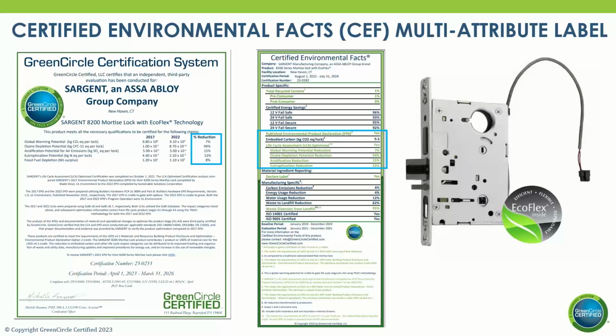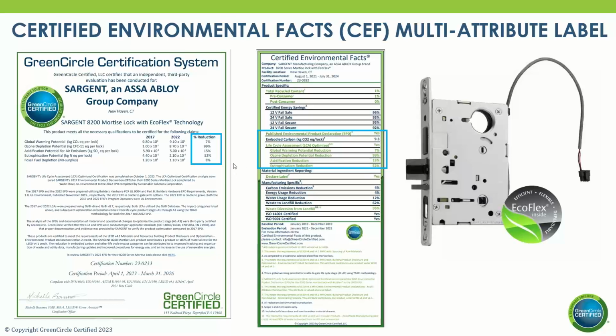This slide that we're on right now shows on the left an LCA Optimized certificate for this Assa Abloy lock, which achieved a 7% reduction in global warming potential. Tad also briefly mentioned previously this CEF, Certified Environmental Facts, multi-attribute label, which GreenCircle developed to create an easy-to-read label that can display the multiple attributes that demonstrate the positive environmental impacts of both product and manufacturing achievements.